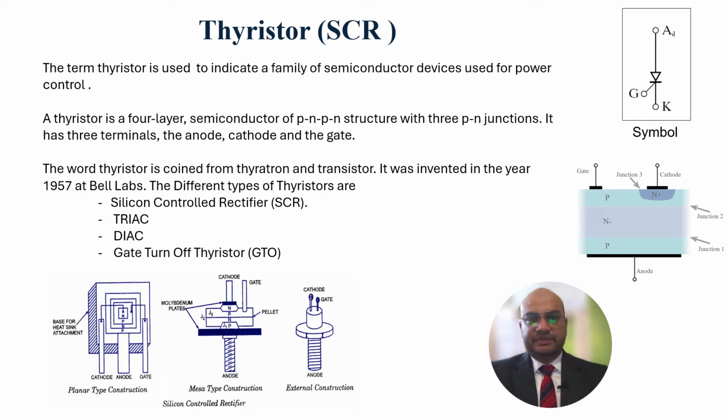The word thyristor is basically coined from thyratron and transistor, and it was invented in the year 1957 at Bell Labs, and different types of thyristors are available in market with this family of SCR, TRIAC, DIAC and GTO, and we will cover one by one each one of these. In the bottom side here we can see some of the characteristics and some of the visuals of the SCRs. So some of them look like a planar type construction, while some look like a Mesa type construction. Here we can see it's in a form of nut and bolt kind of a feature. And then here we can see another one which is displayed as external construction, where the cathode, gate and anode, all the three terminals are visible.